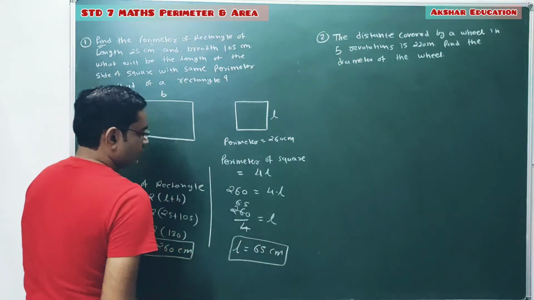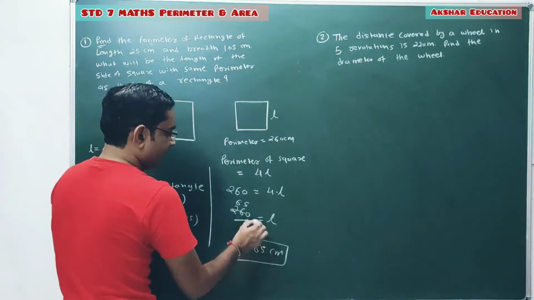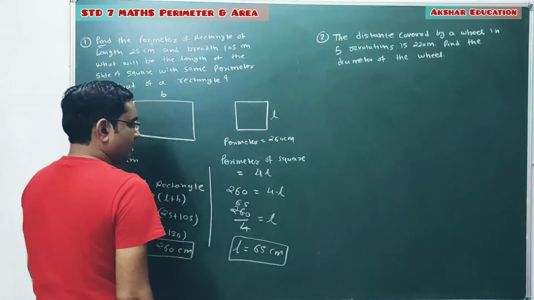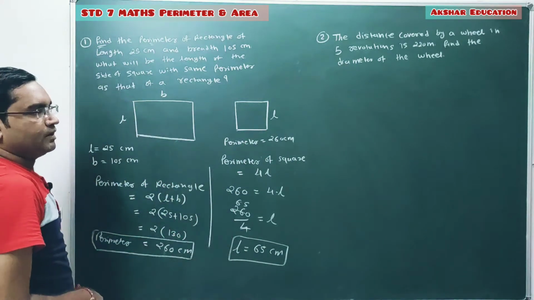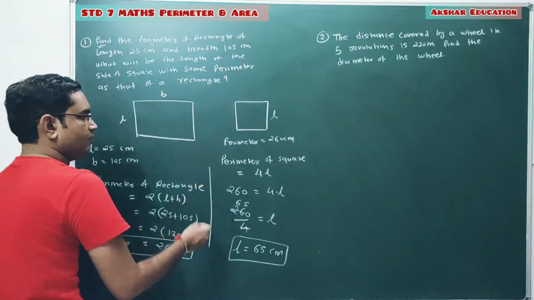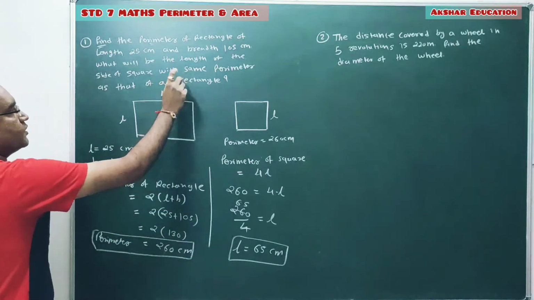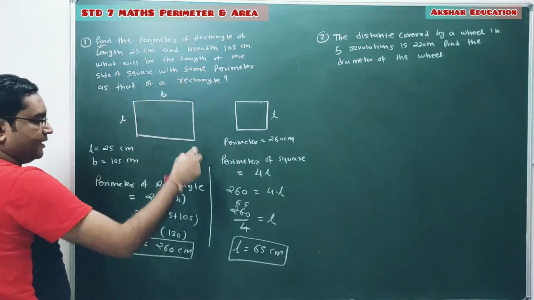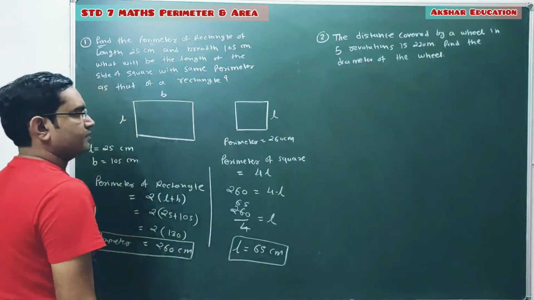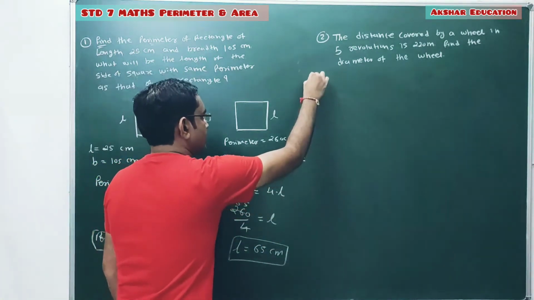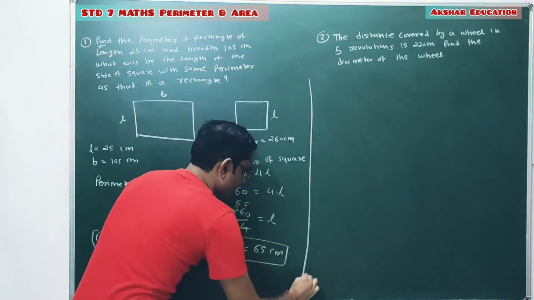So if the square is there whose length is 65 centimeter, then its perimeter will also be equal to 260 centimeter. Clear students? So therefore the length of the square with the same perimeter as the rectangle is 65 centimeter. So this is how you can solve this question number 1.